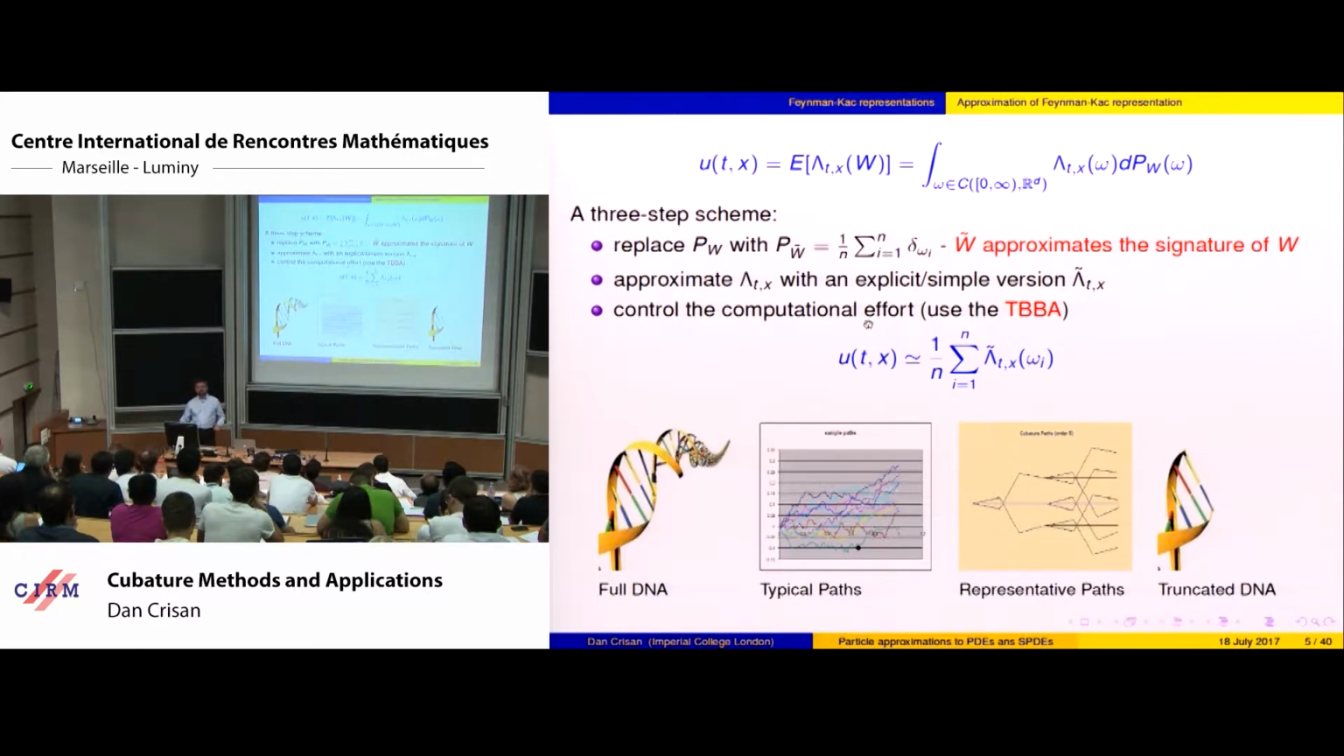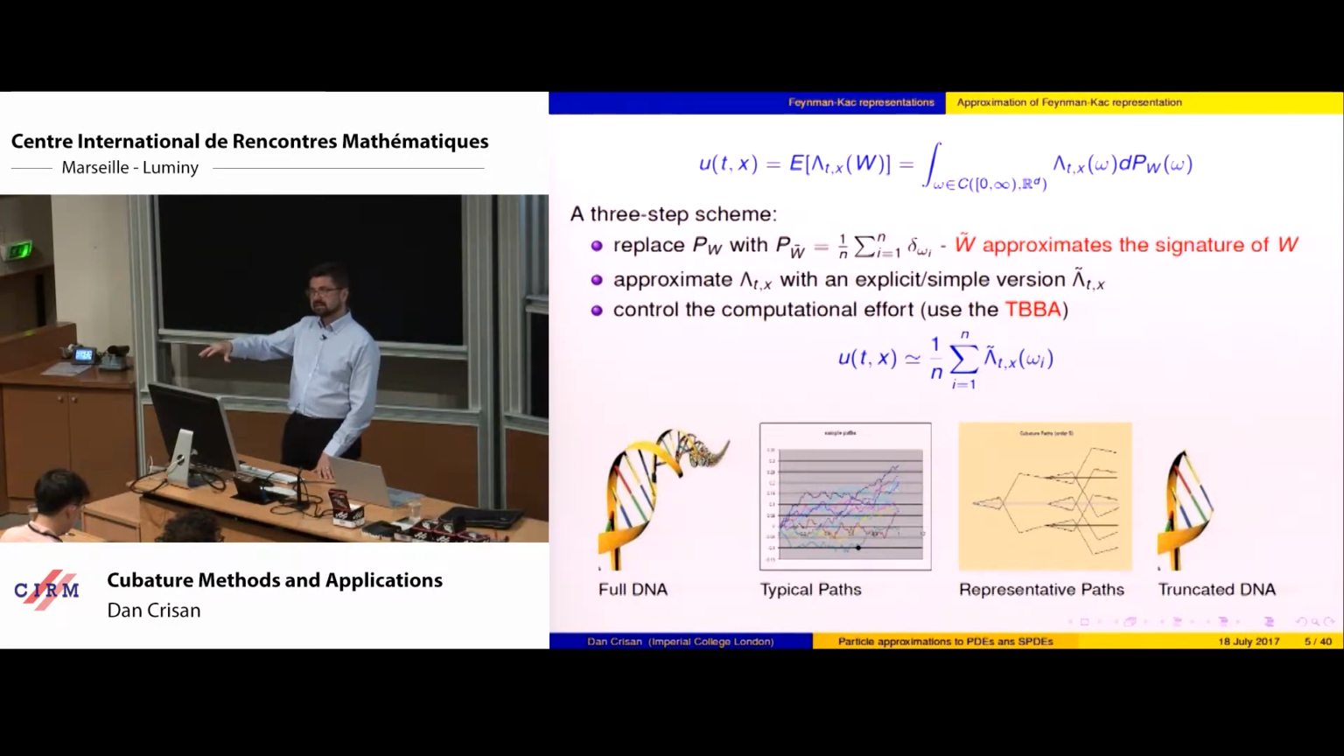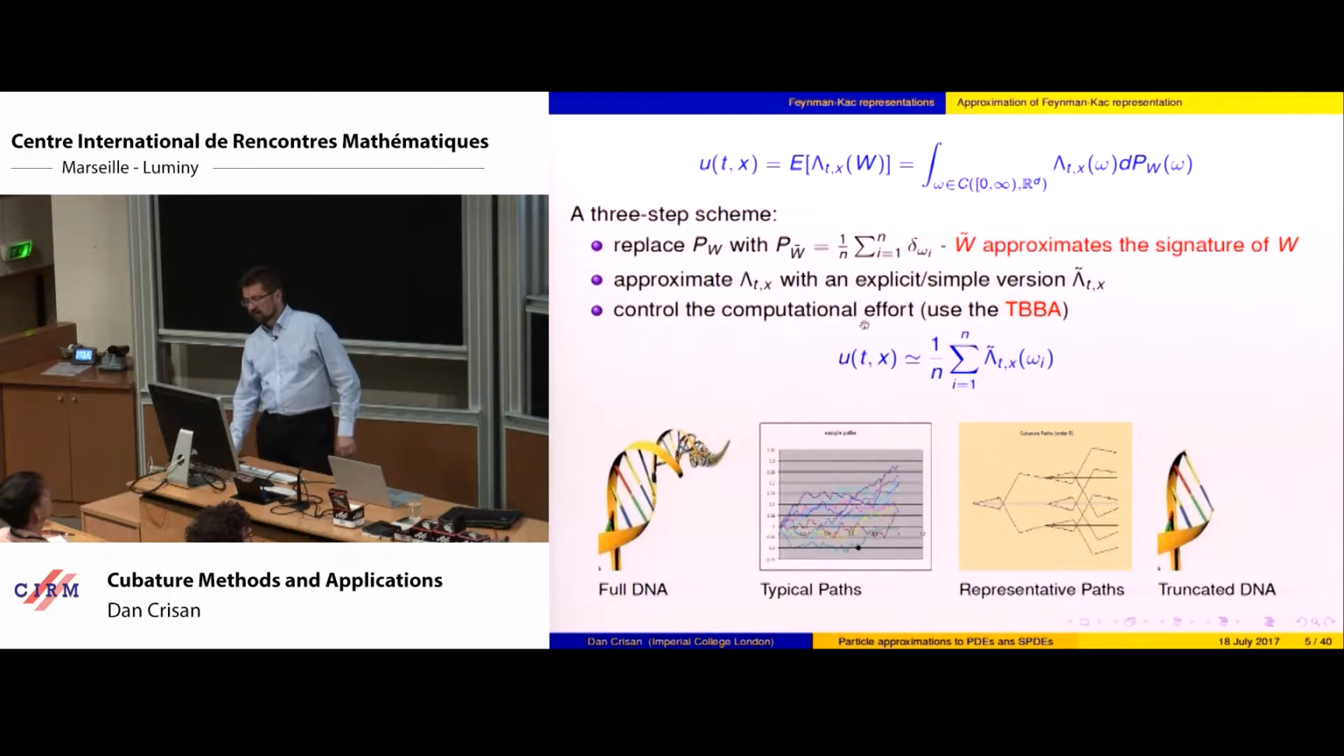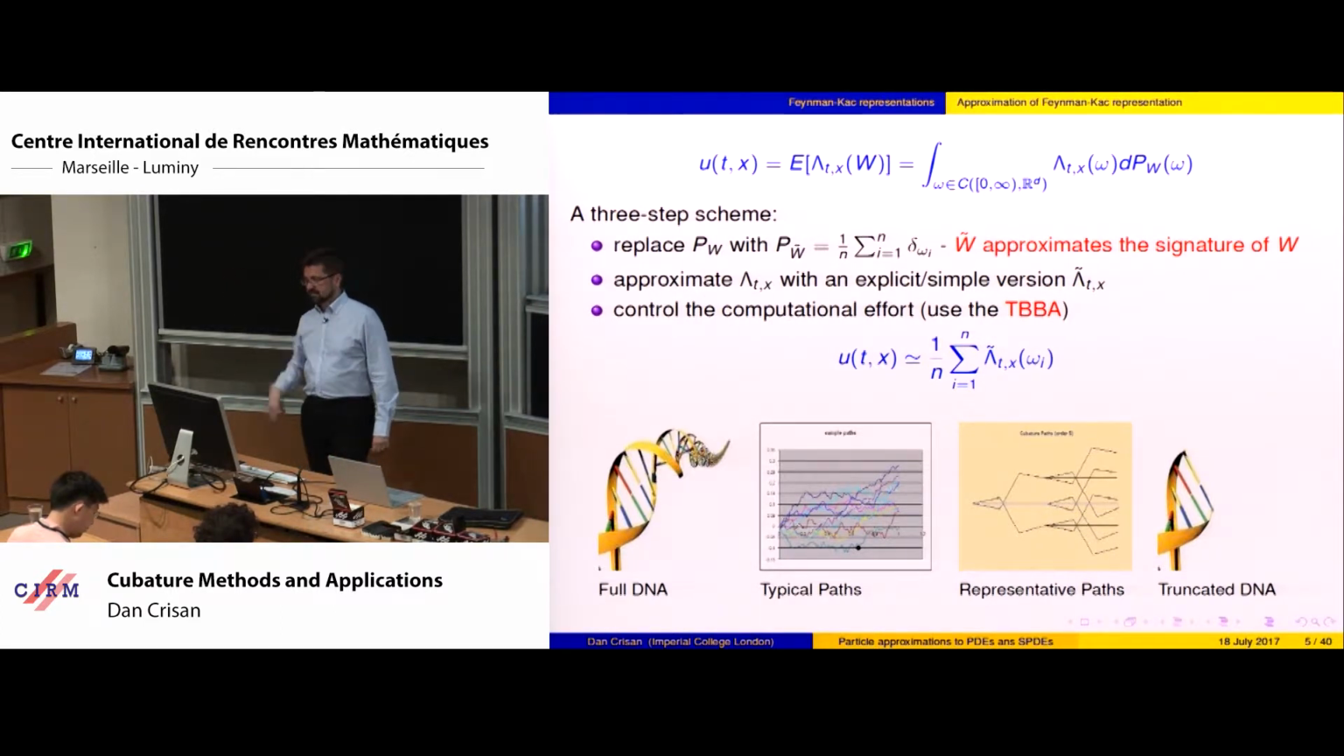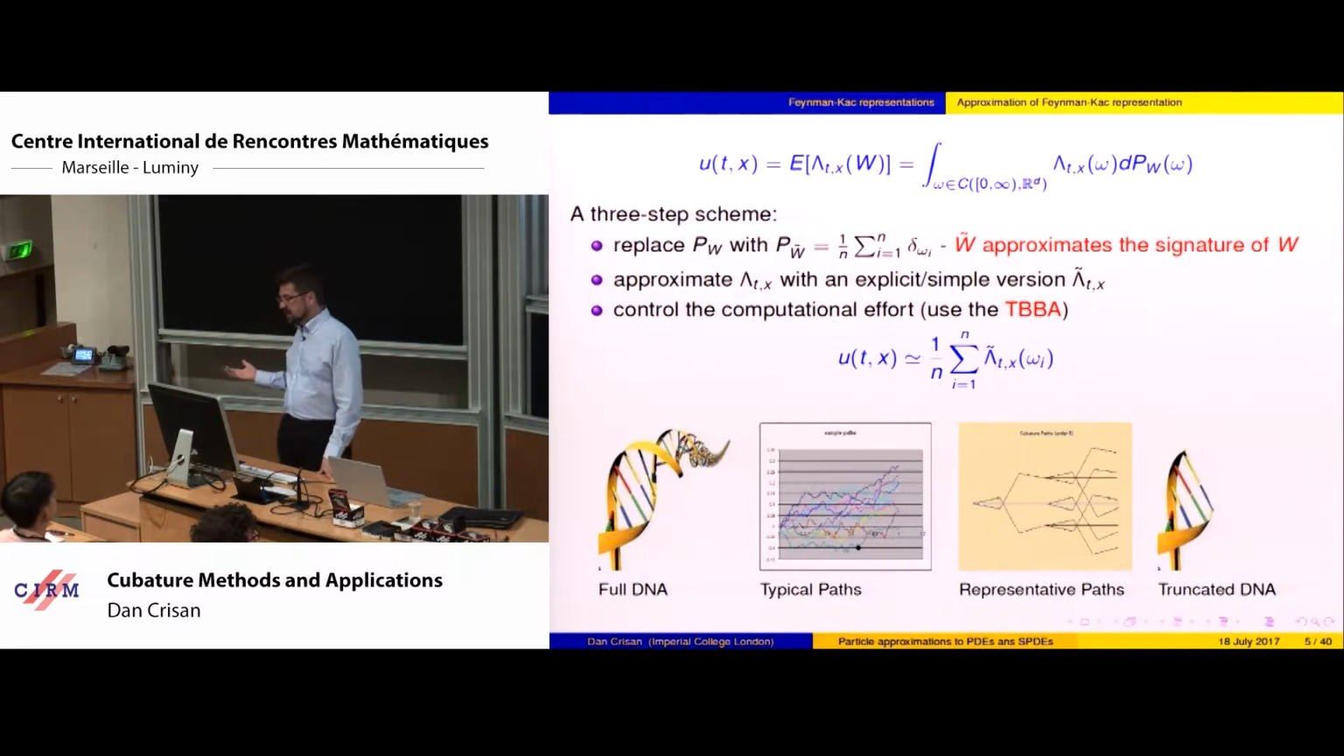And then the final step is to say, okay, I have all of these steps in place, but my laptop or my desktop or my parallel computing machine cannot afford more than this amount of computational effort. That means that I cannot have more than 100,000 paths. How do I sample from this simplified measure so that my computational effort is kept fixed? You can control the computational effort using a methodology which we developed for a different reason. I'll come back to this, and we call it the TBBA, the tree-based branching algorithm. It was a very unfortunate name because people are used to much more appealing names like divide and conquer, so it didn't take off, we think, because of that.